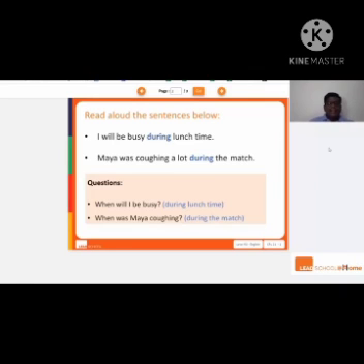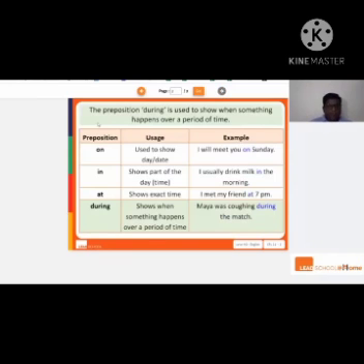I will be busy during the lunchtime, as I said. Maya was coughing a lot during the match. Okay. Now, in this particular thing, what we need to closely observe over here is the word during. Word during shows when something happens over a period of time. Period means there is a start time, there is an end time. That is called as period of time.